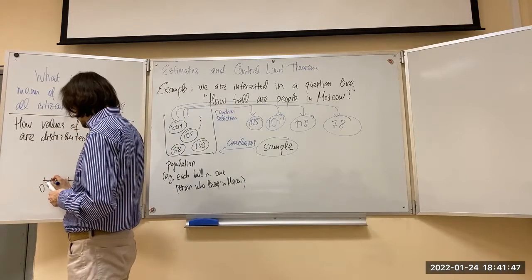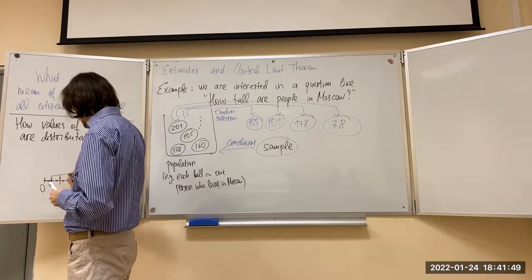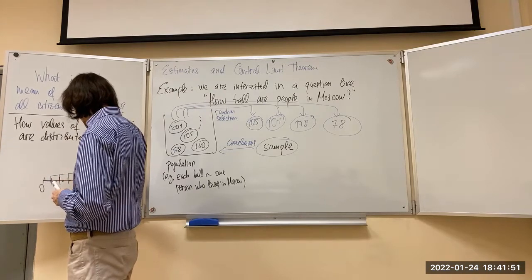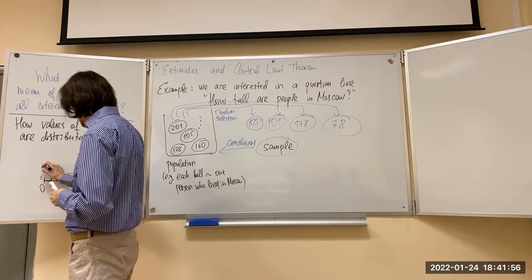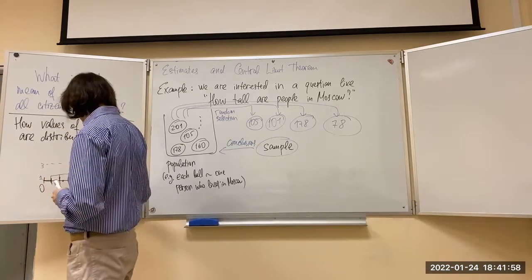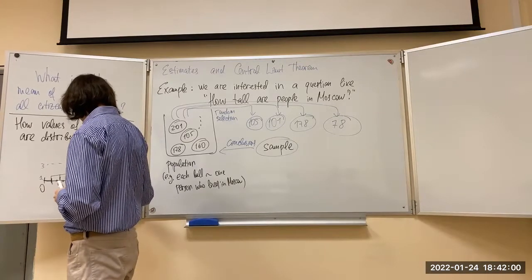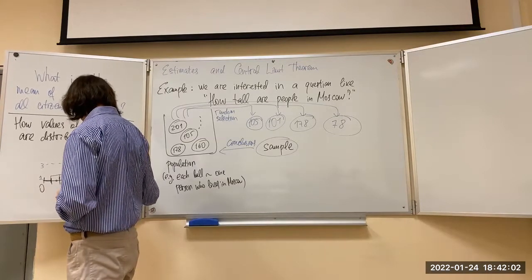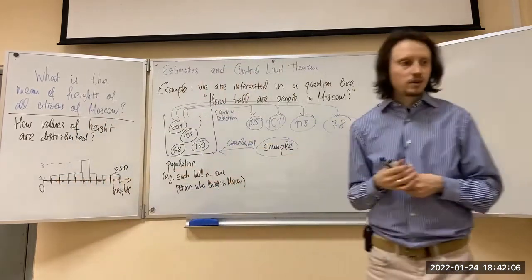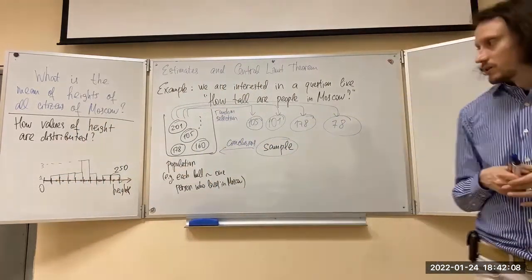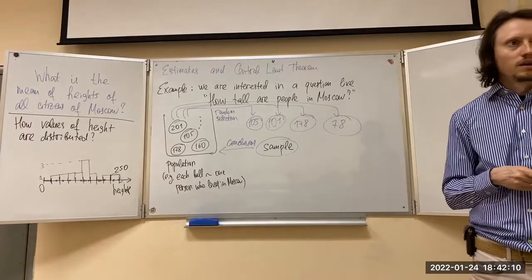Here it is 0, here it is 1, 1, 1, 1, 3. Oh, this is 1, this is 3. Here it is 1, 0, 1, 1. Not a very informative histogram for this data, but this is just an example.